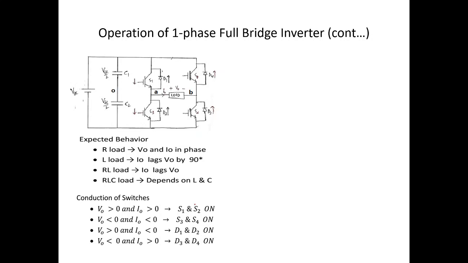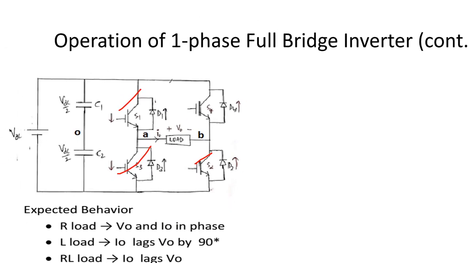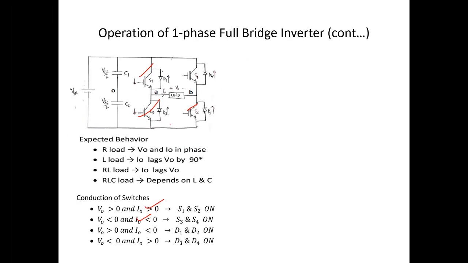Coming to conduction of switches, when V naught and I naught both are positive, S1 and S2 are going to conduct. So this transistor and this transistor are going to conduct corresponding to switching state 1, and similarly this is corresponding to switching state 2. When V naught and I naught both are negative, the other transistors are going to conduct. So these 2 are going to conduct, right? Similarly, when diodes are conducting, voltage and current are going to have different polarities. So D1, D2 are conducting, V naught is positive, I naught negative. When D3 and D4 are conducting, V naught negative and I naught positive. So this way, for each switching state, you can find out voltage and current polarity.